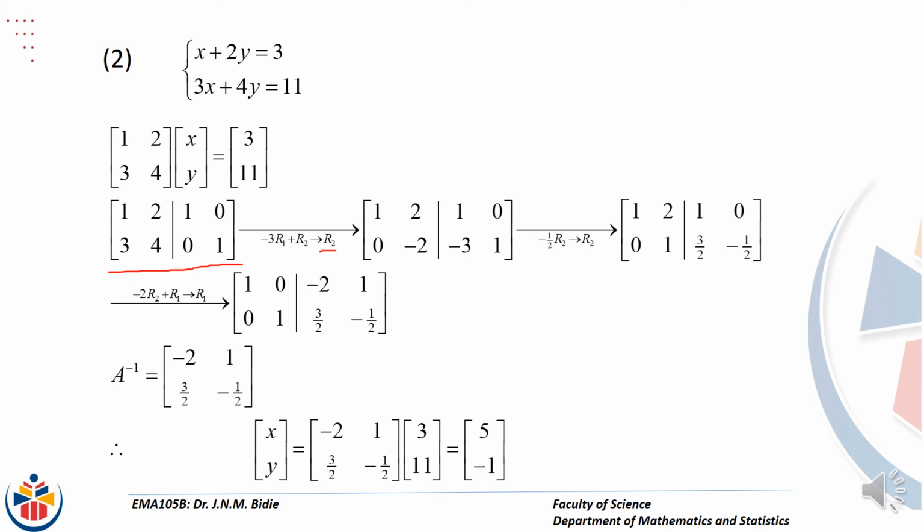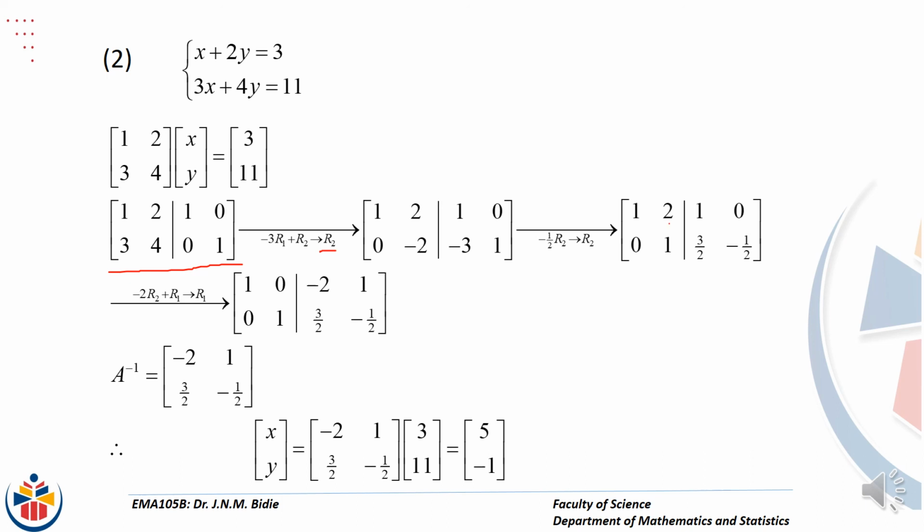Now, the next step, I need 1 in place of negative 2. We need to always remember we're trying to get an identity matrix. So I divide row 2 by negative 2. So we've got negative half, row 2. Substitute in row 2. Row 1 still does not change. I take it as it is. Divide the second row by negative 2. So we've got 0, 1, 3 over 2, and negative half.